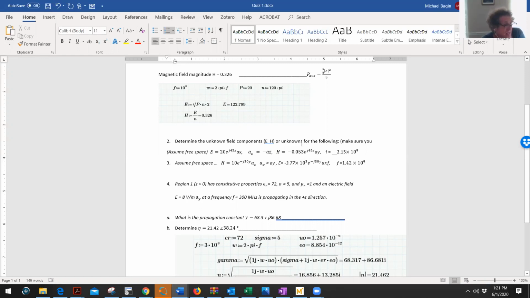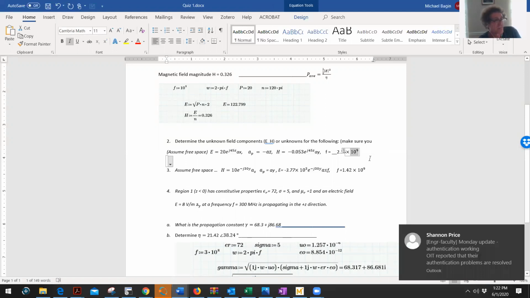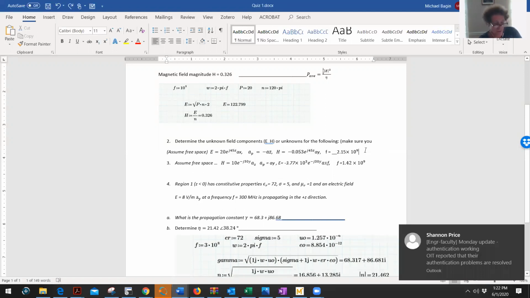In this case, the magnitude of H, since it's in free space, is just going to be 20 over eta, where eta is 120 pi. And it has the same form of the exponential in terms of its propagation in phase. And the unit vector AY tells you it is aligned on the y-axis. Now I can get this, and I'm going to put this out here for everybody.